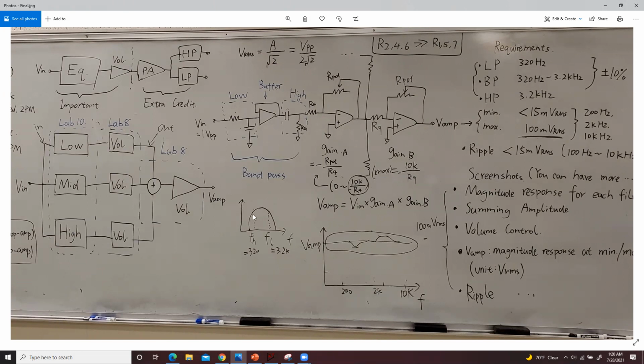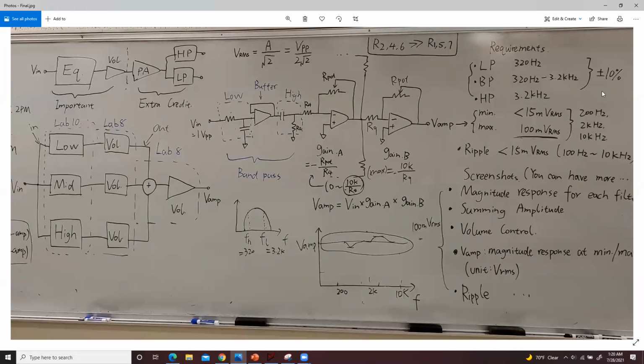Here is 320. Here should be 3.2K. And then for the high pass filter, the cutoff frequency should be 3.2K hertz. After you do the measurement, the final result can be within a 10% range. As long as you're within this range, we count it as right in your report. So those are the values you're going to use for the filter part.